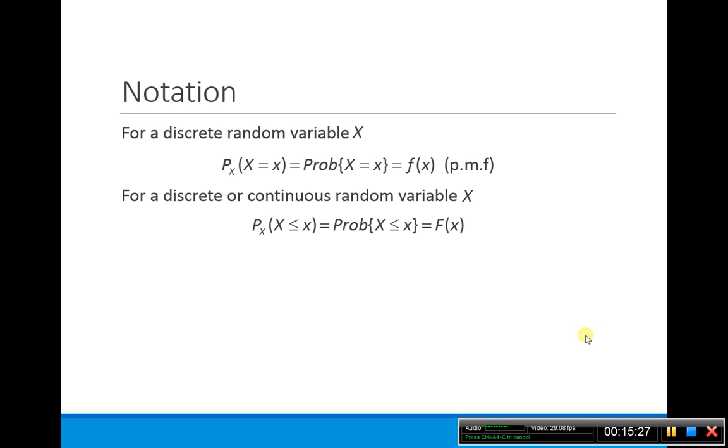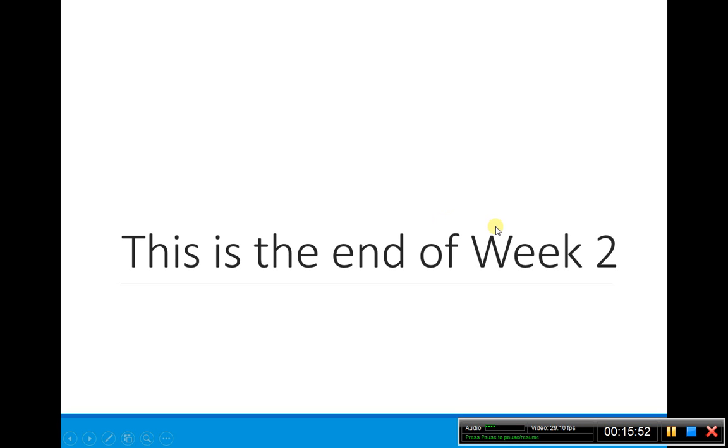Okay, so just a little bit of notation. For a discrete random variable, the probability that X is equal to a is the formula way of writing our probability mass function. And for a discrete or continuous random variable, the probability that the capital X is less than or equal to little x is our cumulative distribution function, or c.d.f.